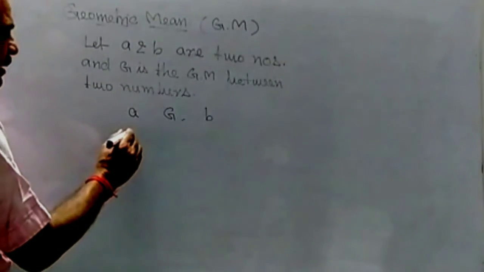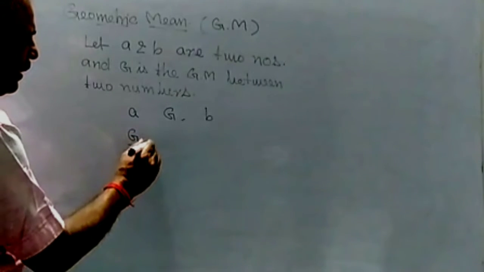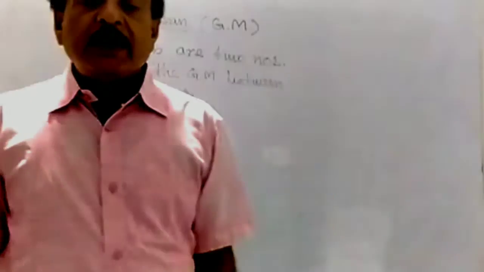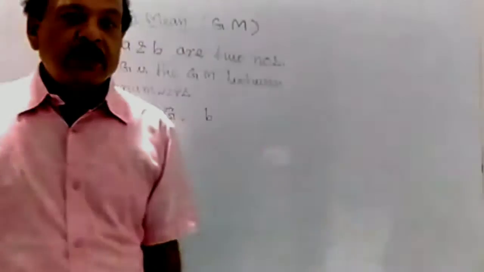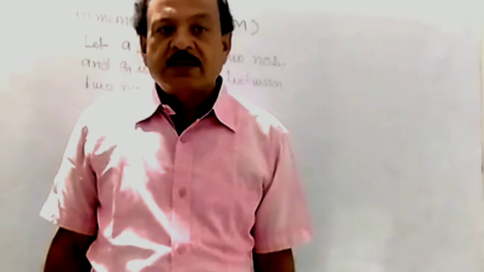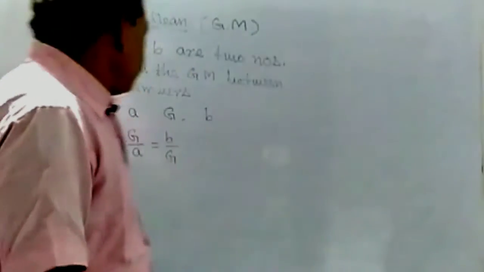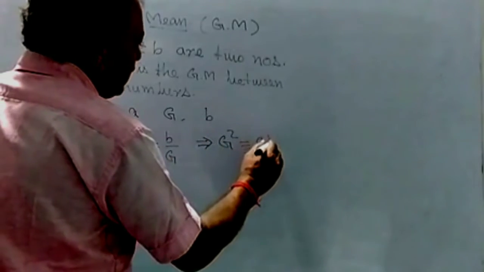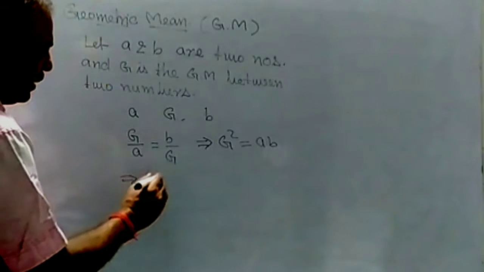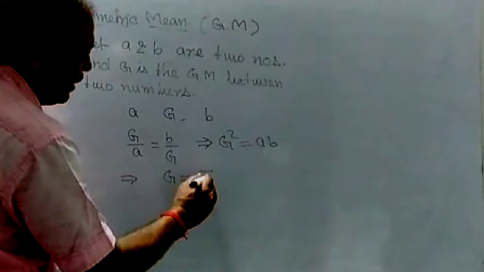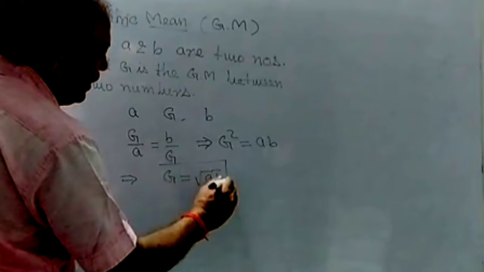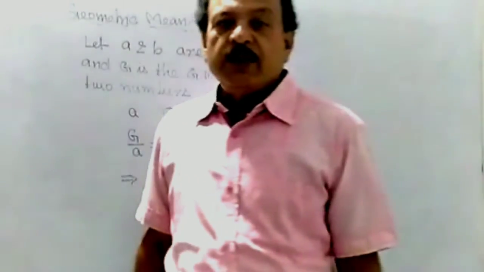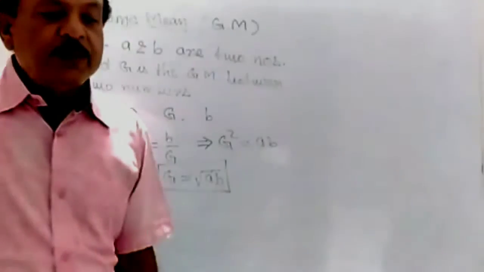Here G by A equal to B by G. This is the common ratio, and the common ratio is the same. Therefore, G square equal to AB. This implies that G equal to under root AB. So this is the geometric mean between two numbers. The geometric mean between two numbers is the square root of the product of two numbers.